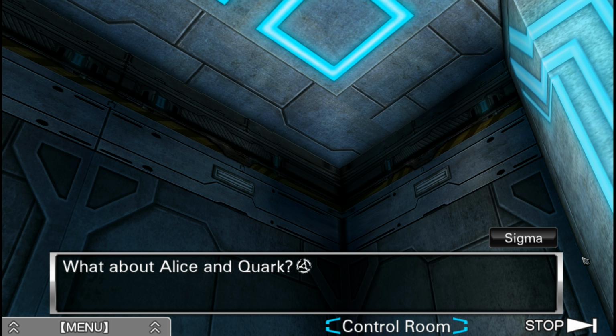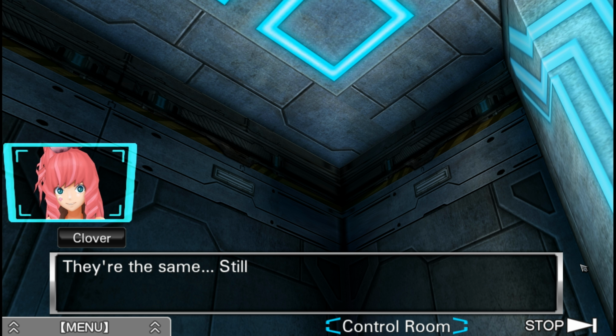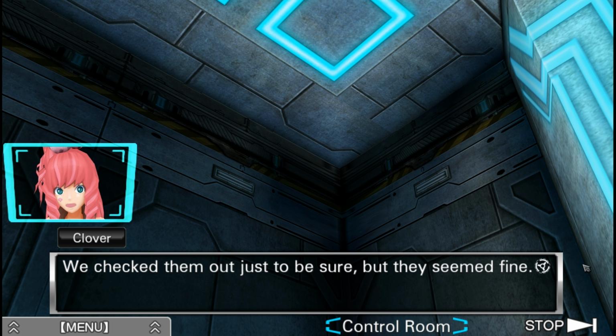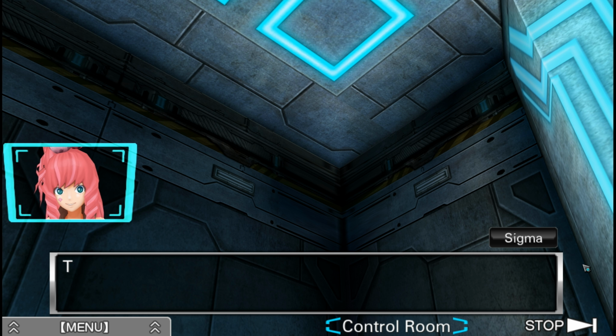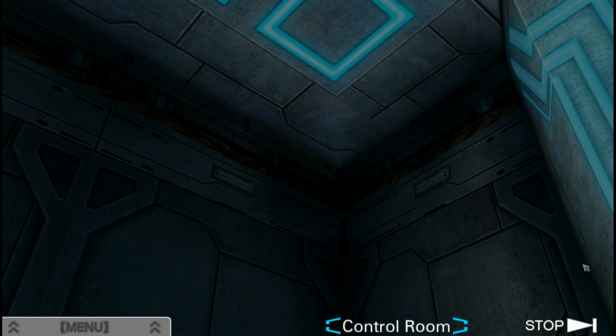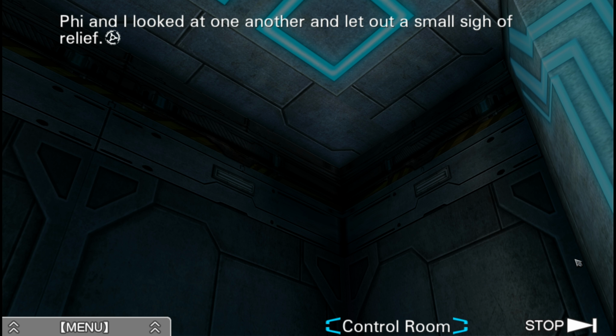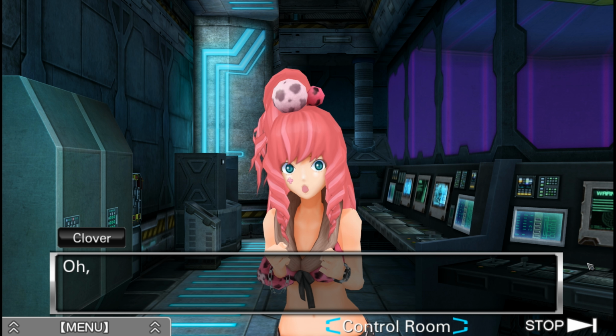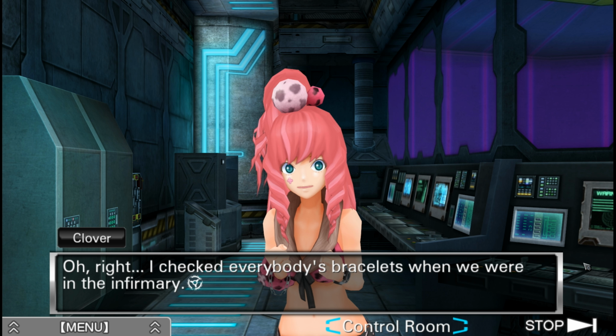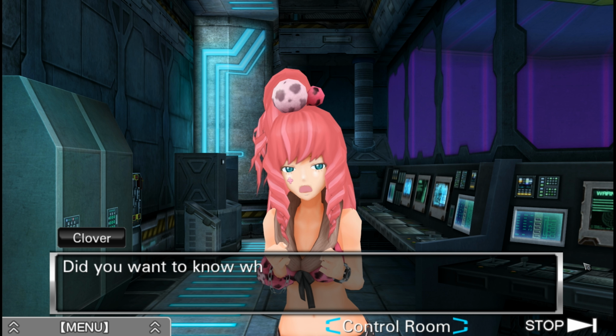What about Alice and Quark? They're the same. Still sleeping. We checked them out just to be sure, but they seemed fine. That's good. Fi and I looked at one another and let out a small sigh of relief. Oh, right. I checked everybody's bracelets when we were in the infirmary. Did you want to know what they were? Yes, please.